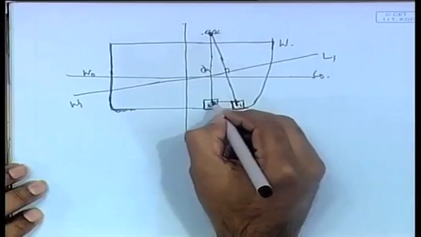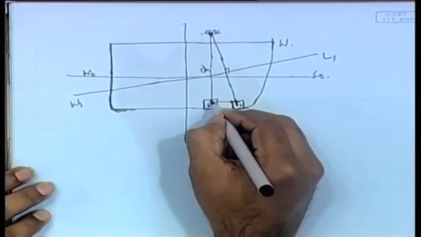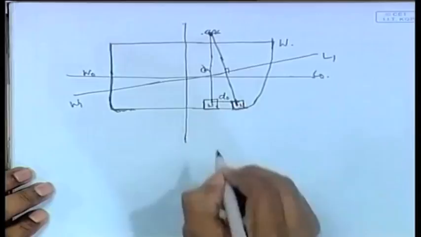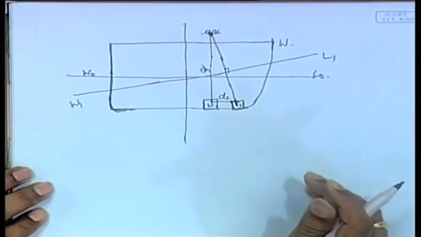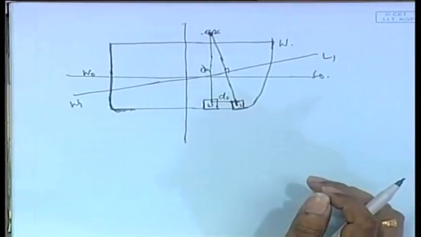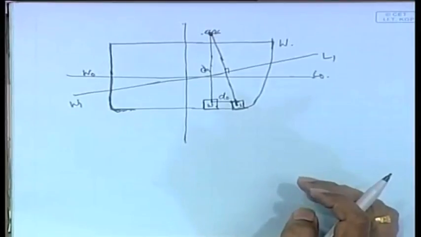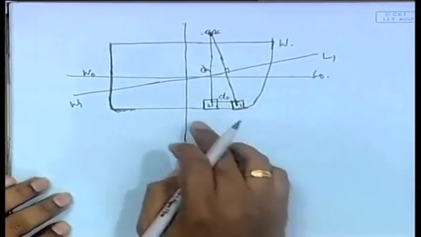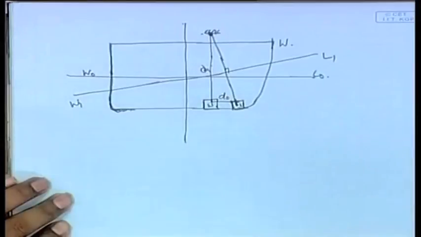Then let us suppose that now we can see that in this figure itself, this has displaced through a distance d0 horizontally, through a distance d0. Now our problem is to find out some relation between all these three.